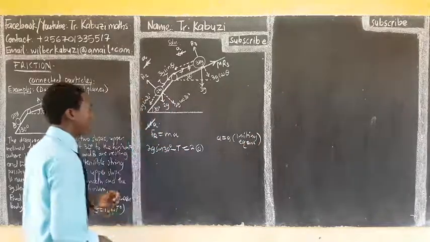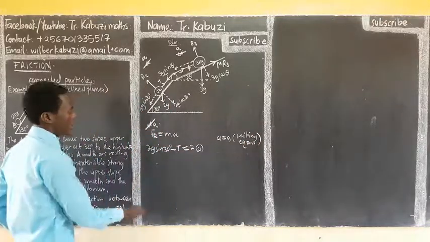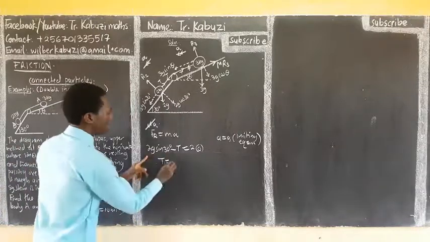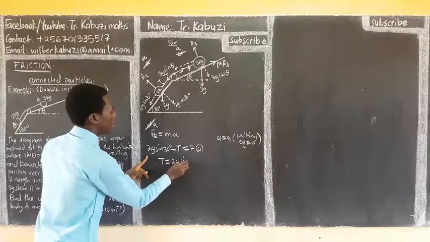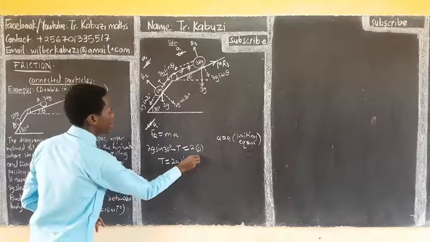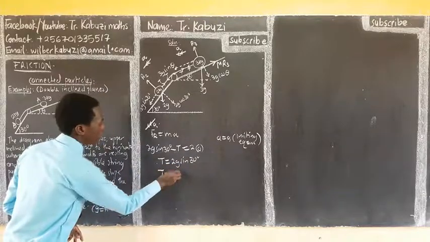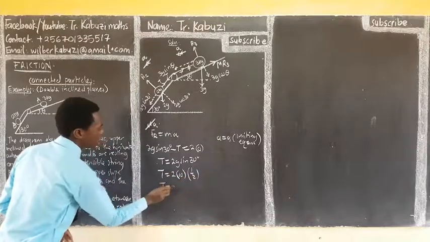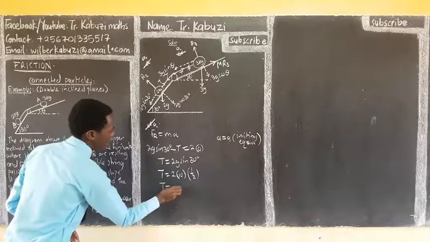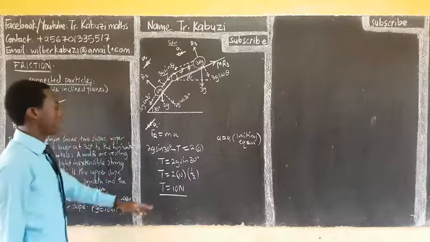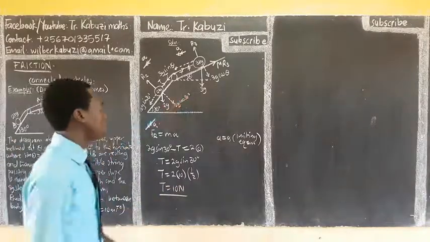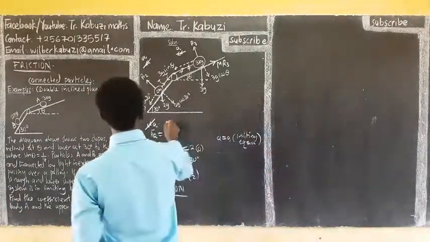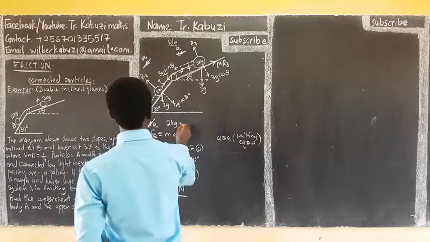That's why I'm having my k as 0. So from here, I can abbreviate our T as, when I take it inside, I'm having 2g sine 30 degrees. So this will be 2 into 10 into a half. And so our T from here is going to be 10 newtons. After having T, then this one is going to be easier for me.